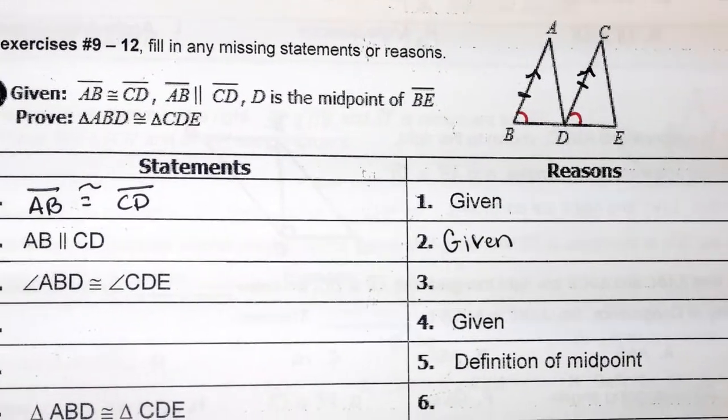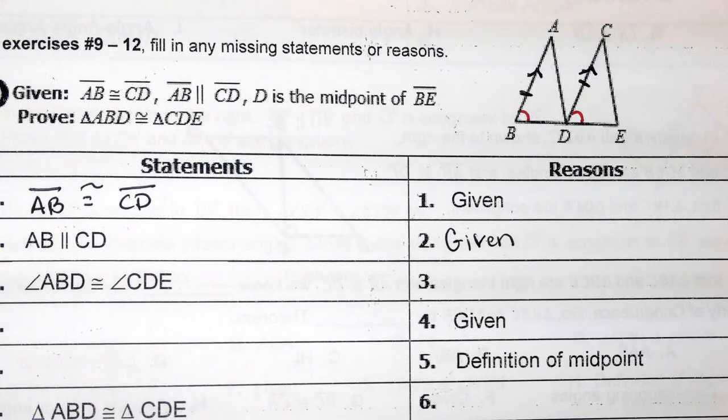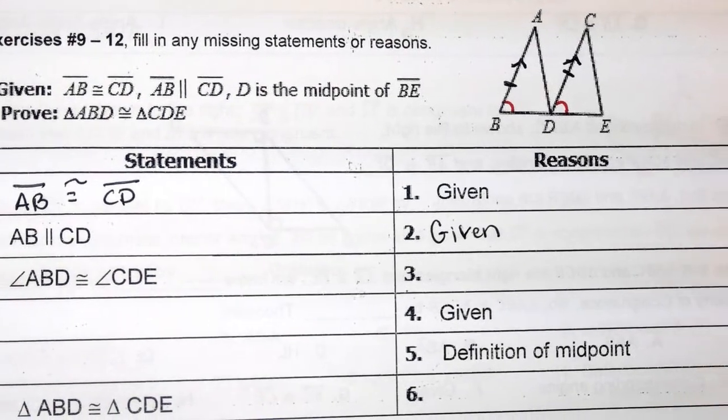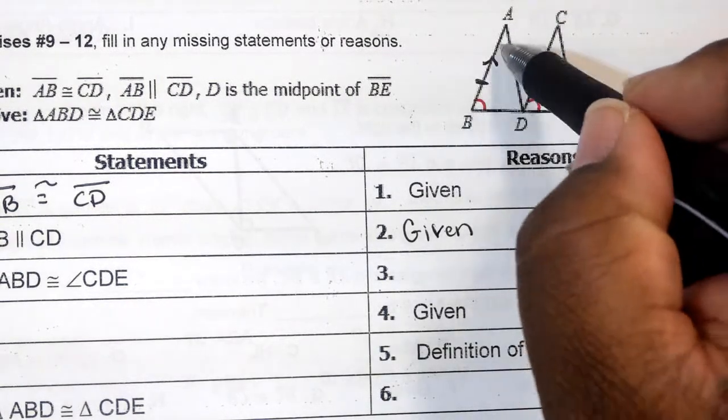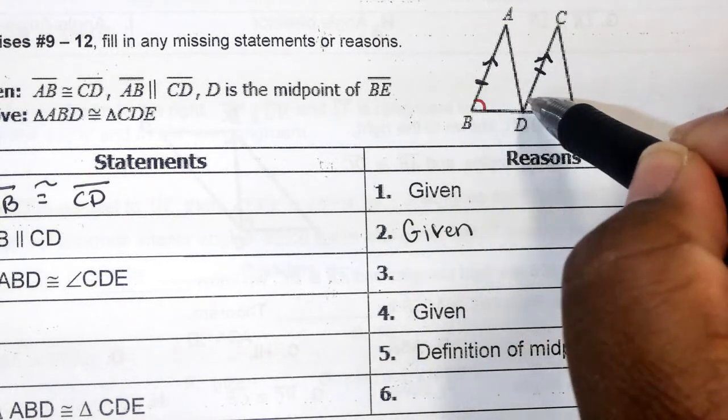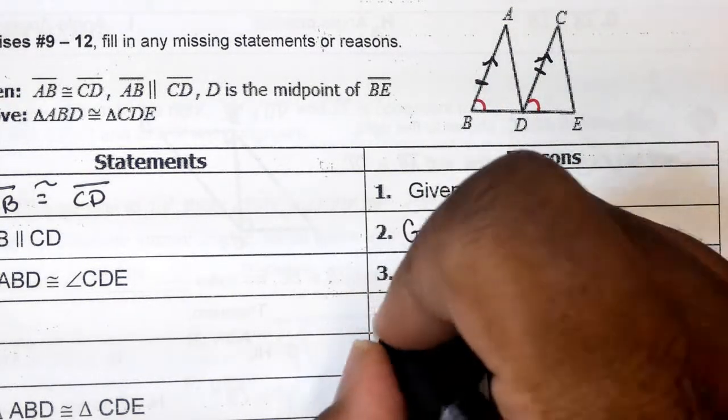Good, Tim. They told us to mark those angles, and they want to know the reason why we know these angles are congruent. Tim just told you guys. Tim just said those are corresponding angles. How does he know? Because these lines are parallel, and these are corresponding angles on parallel lines.